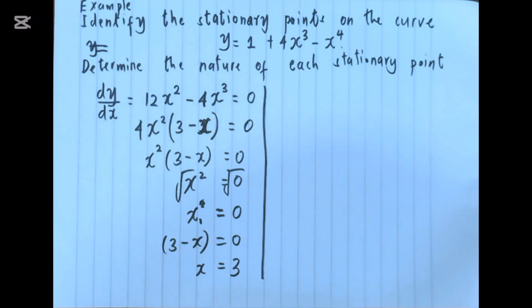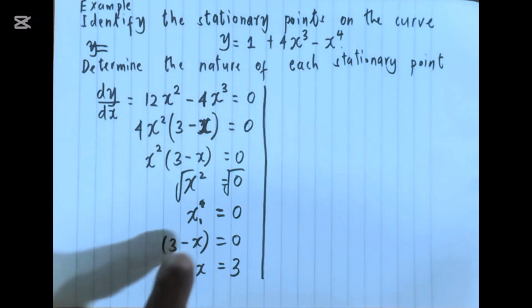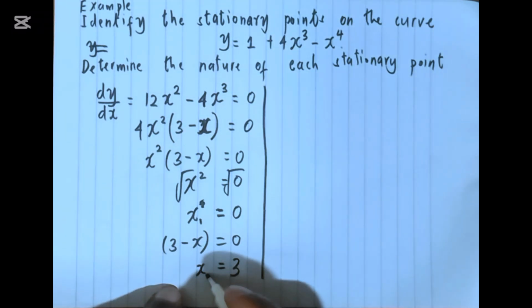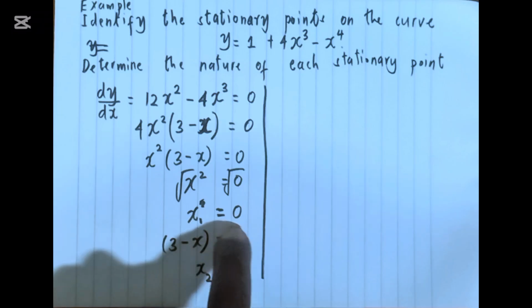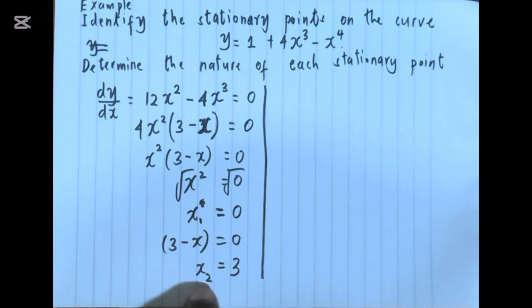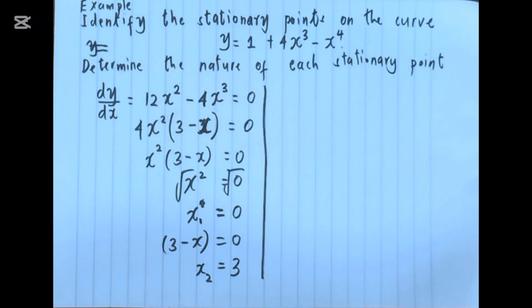Okay, so we have our value of x1 and x2. Our x1 is actually equal to 0 and our x2 is actually equal to 3. Then can we go ahead and find the values for y, and find the stationary points.